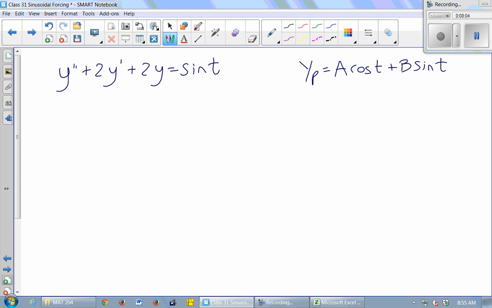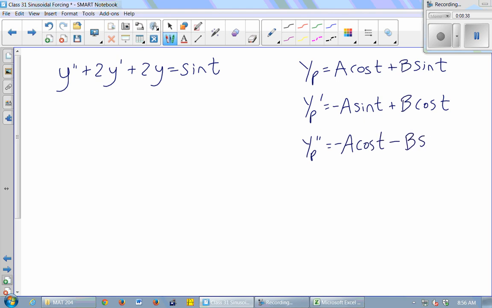So a plain sine or a plain cosine won't work because you're always going to be introducing the other one when you take derivatives. So you need a combination of both of them to get this to come out to sine t. All right, so then we take y prime. The derivative of a cosine t would be -a sine t. And the derivative of b sine t would be b cosine t. And then y double prime is -a cosine t minus b sine t.